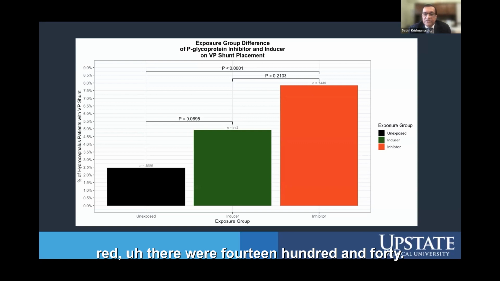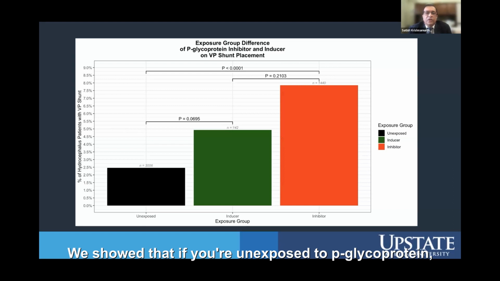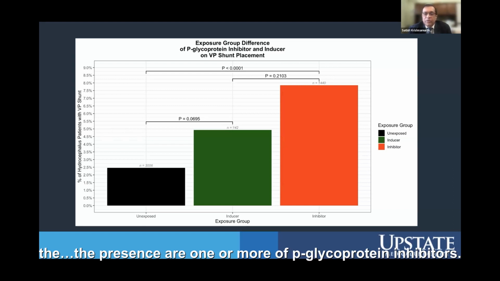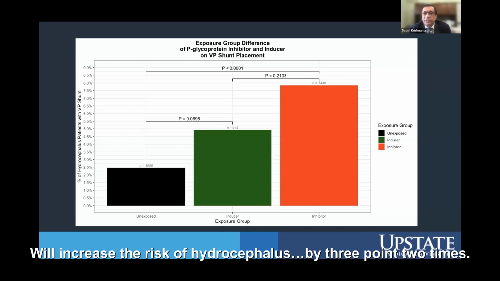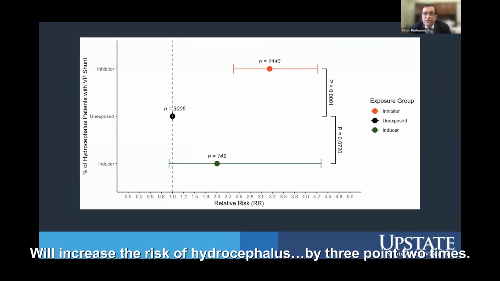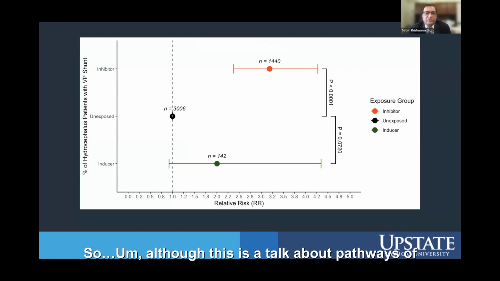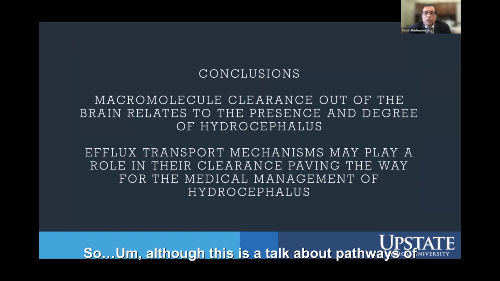With the inhibitor, which is the red, there were 1,440, and the inducer was 142. We showed that if you're unexposed to P-glycoprotein, the presence of one or more P-glycoprotein inhibitors will increase the risk of hydrocephalus by 3.2 times.